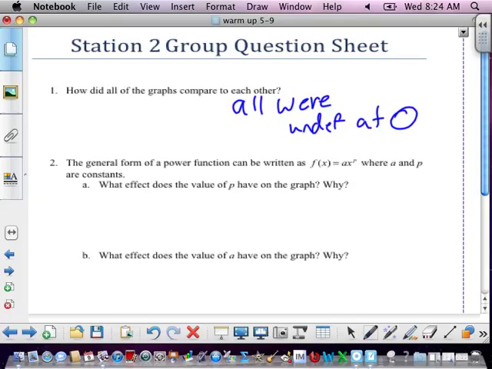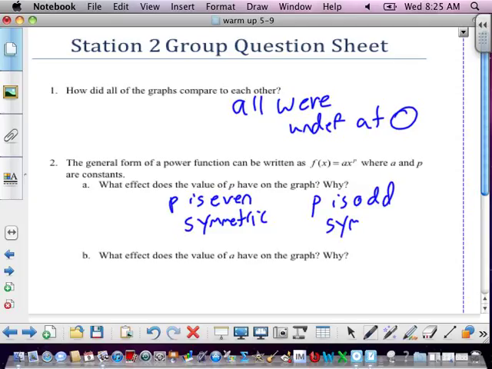The general form of a power function can be written as f of x equals a x to the p, where a and p are constants. What effect does the value p have on the graph? Well, we know if p is even, it's symmetric. What if p is odd? Symmetrically reflected. We'll call it that.